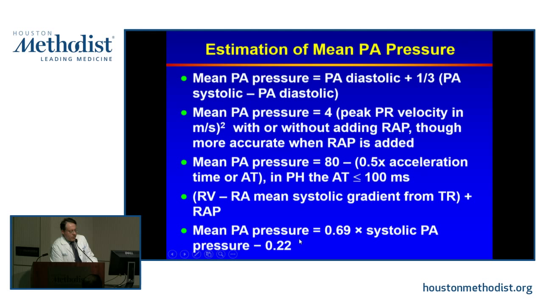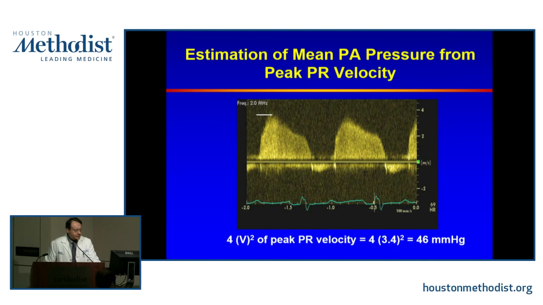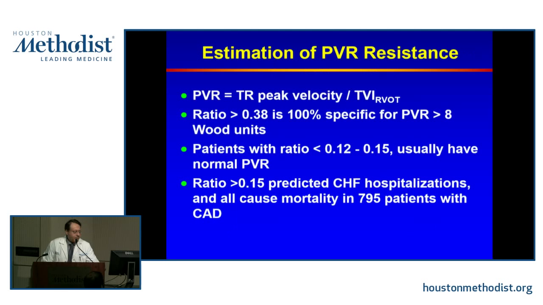The last expression that you see here is simply a regression equation that says patients with a higher PA systolic are more likely to have a higher mean pressure, which makes sense. Whether this slope and that intercept hold across the board has not been looked at critically. That's the example of looking at the peak PR velocity.